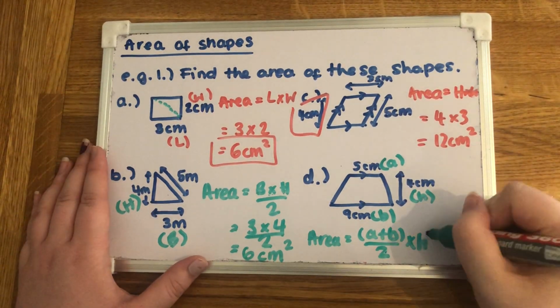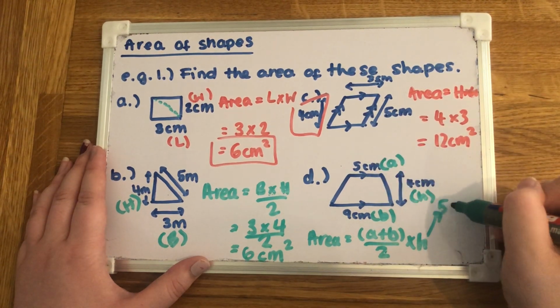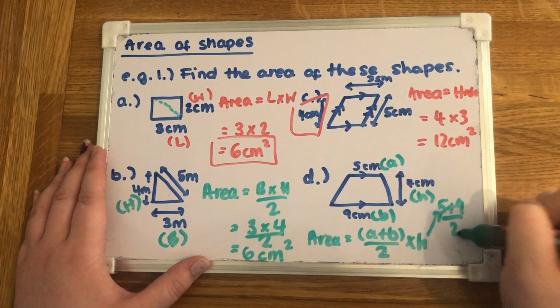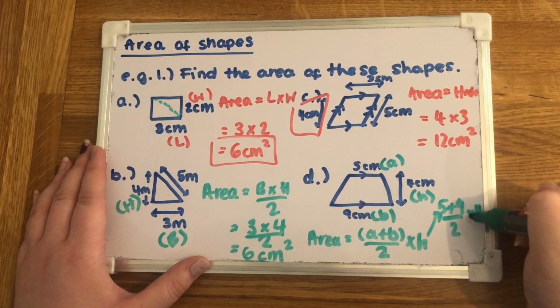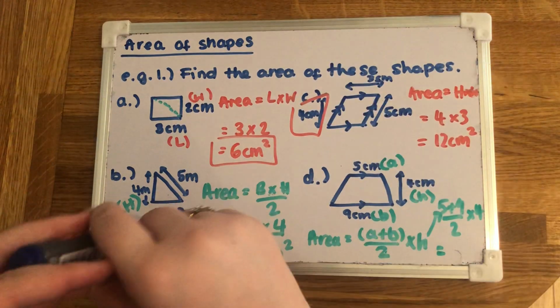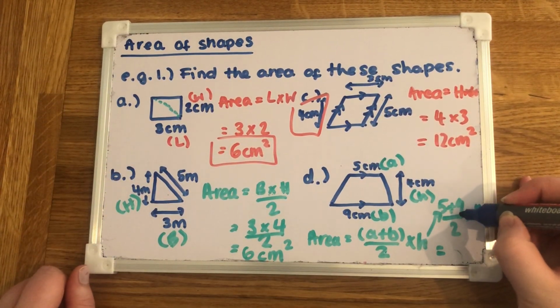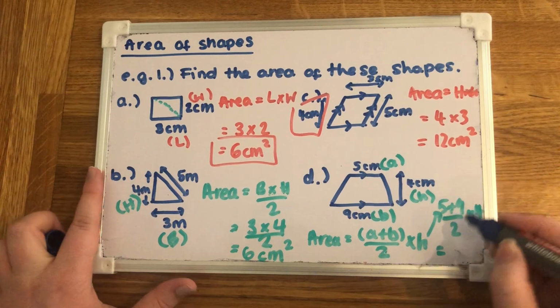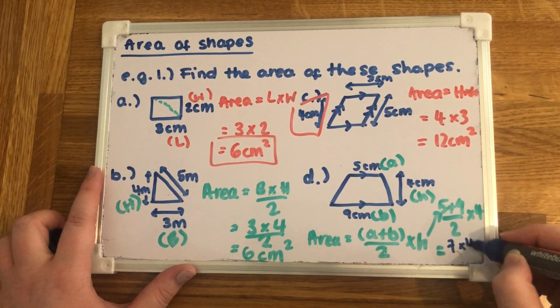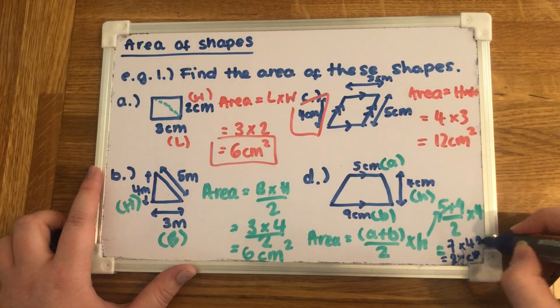Okay, so if we do that with our numbers, we've got 5 plus 9, we half it, and then we times it by the height, which is 4. Okay, I'm going to do a different colour just because otherwise you're not going to know what's happening. So 5 plus 9 is 14, half of 14 is 7, so 7 times 4, so the answer is 28 centimetres squared.